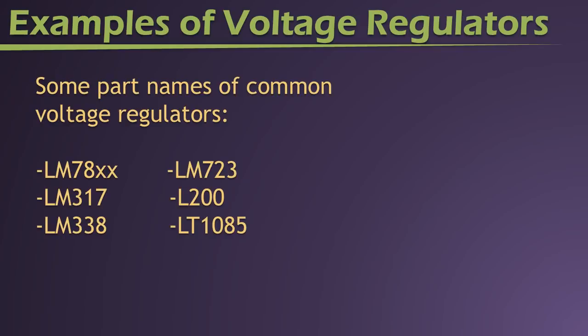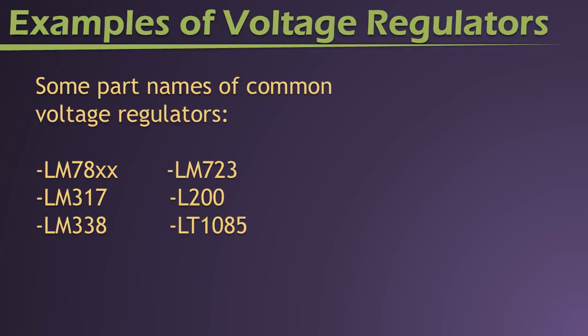The LM317 is also very popular, and the LM317 is an adjustable regulator, meaning you can choose what your output voltage is using a feedback resistor network. The LM338 is a higher powered version of the 317, basically. I believe it's either a 3 or a 5 amp version of the 317.